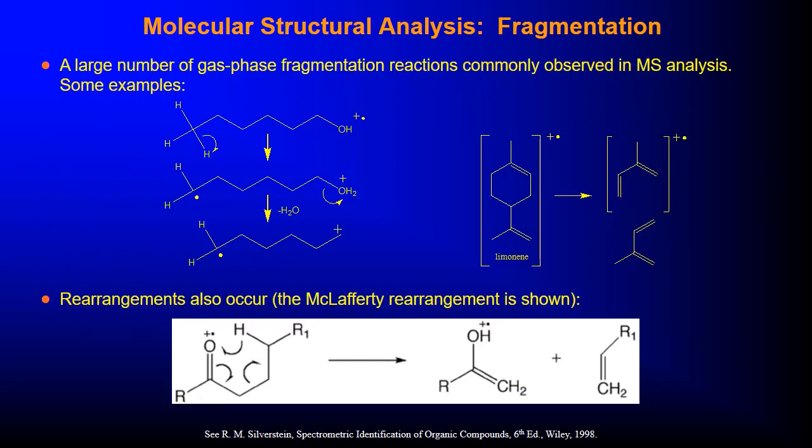A large number of gas phase fragmentation reactions are commonly observed in mass spectrometry analysis. You can see some examples there. Rearrangement also occurs. You can also sometimes find rearrangements like the McLafferty rearrangement, which is shown below.